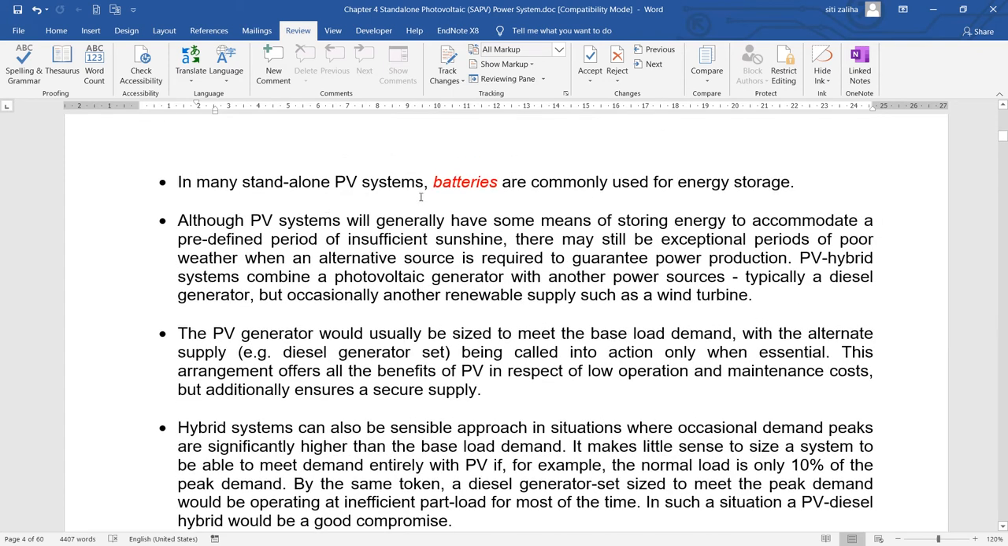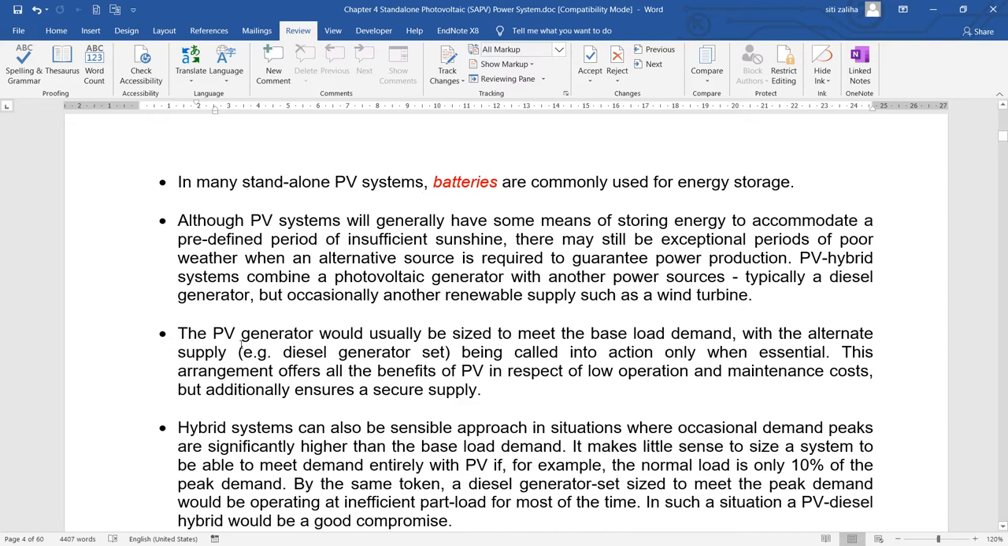In many standalone PV systems, batteries are commonly used for energy storage. Although a PV system will generally have some means of storing energy to accommodate a predefined period of insufficient sunshine, there may still be exceptional periods of poor weather when an alternative source is required to guarantee power production. So a PV hybrid system combines a photovoltaic generator with another power source, typically a diesel generator, but occasionally another renewable supply such as a wind turbine. All this combination we call a hybrid system.